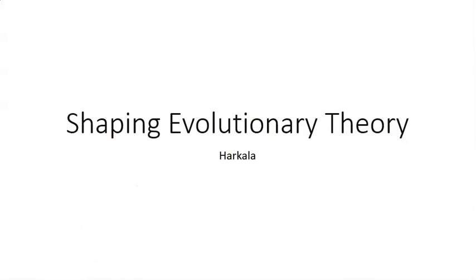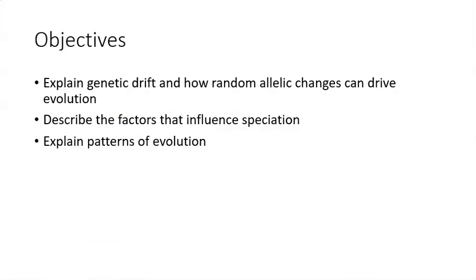So shaping evolutionary history. So here's our objectives. We're going to explain some ways evolution can happen as well. So like genetic drift and random allele changes, right? And then speciation as well as patterns of evolution.